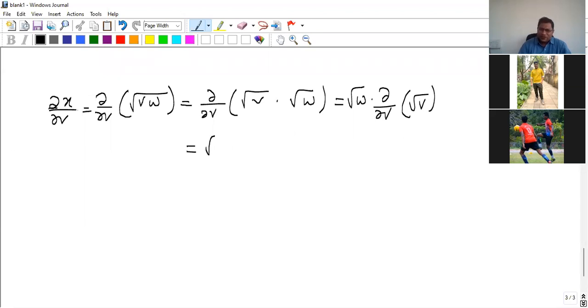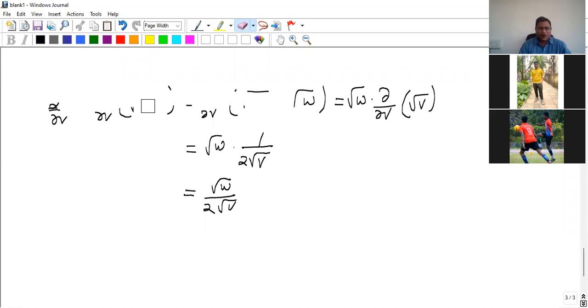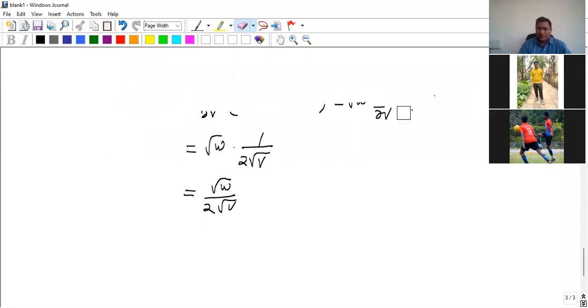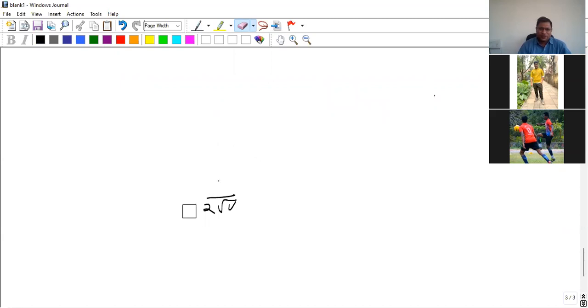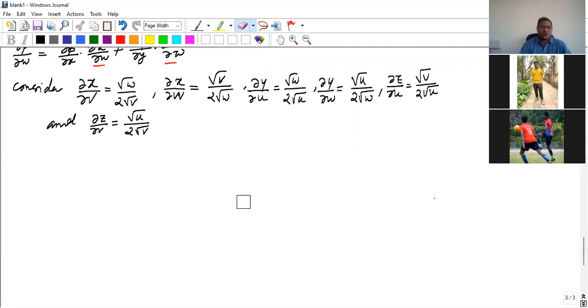Okay. So it is root of w. What is the derivative of root v? 1 upon 2 root v. Good. So this is 1 upon 2 root v. So can we write it as root of w upon 2 root of v? Yes, sir. Is your doubt clear? Now it is clear. Thank you. Good. Okay, no problem. So this way we are able to do all the calculation. Okay, so it's always better to have the doubts clear.